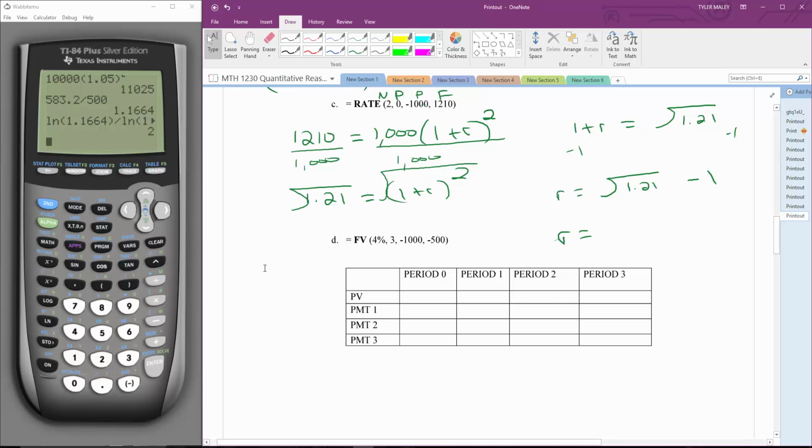So we can certainly find this. We take the square root of 1.21. Then I'm going to hit the right arrow to get out of the radical, and then minus 1. Or if you have an older software update or different calculator, you just need to close your parenthesis before you do minus 1. So here we get 0.1, which is 10%. So my periodic rate here is 10%.